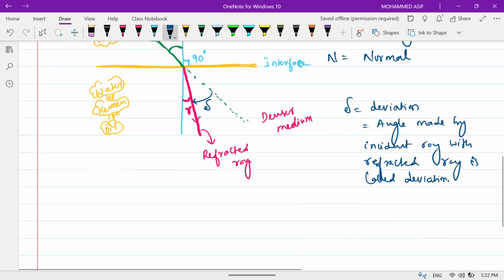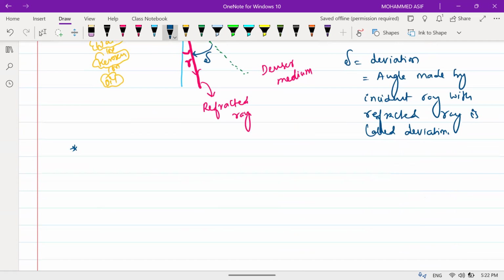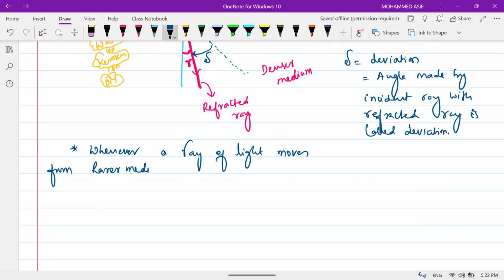So what did you get? Write it. Whenever a ray of light moves from the rarer medium, what do you mean by rarer medium, beta? Like air. From the rarer medium to the denser medium. Denser medium means like water or oil or kerosene, anything, isn't it?